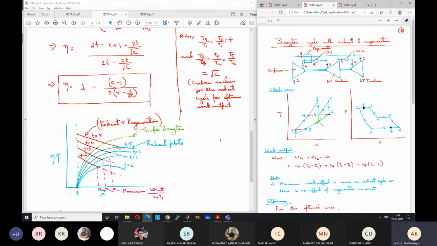So what does this point signify where the crossover occurs? When will this crossover occur? What will happen in the cycle when the reheat plus regeneration cycle efficiency will be equal to the simple reheat cycle efficiency? T6 will be the same as T2. Correct. So there is no scope for any more regeneration to occur. Yes, correct. No more scope for regeneration to occur.